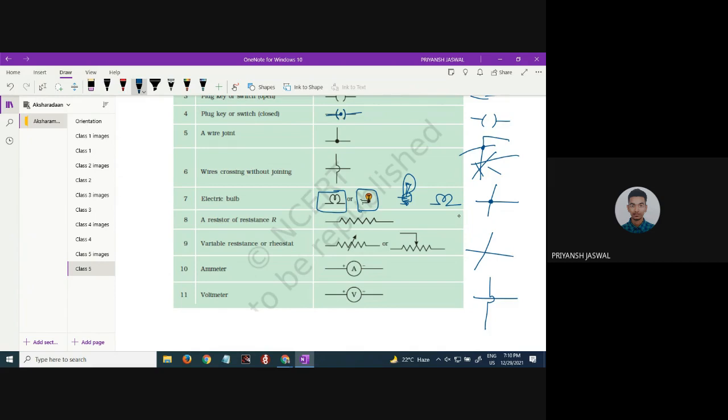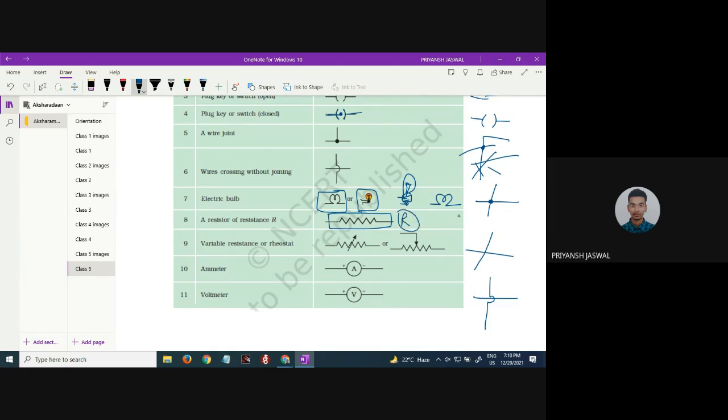This is the symbol of a resistor, which we used in the first class also when we were discussing how the regulator in a fan works. The symbol for a resistor is this, and the symbol of the physical quantity resistance is R.